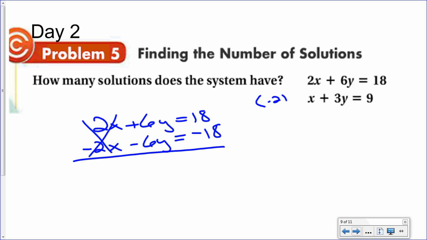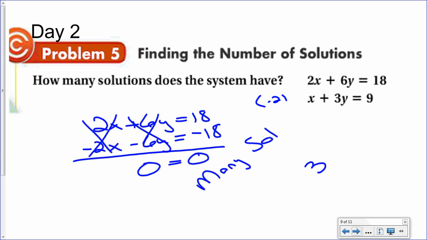So I have to at least put something on the left-hand side. So I got to bring down a 0 equals. And 18 minus 18 is also 0. Remember in class we said that if the left side is the same as the right side, this is many solutions. If you try a problem and you'd get like 3 equals 4, that would be an example of no solution.